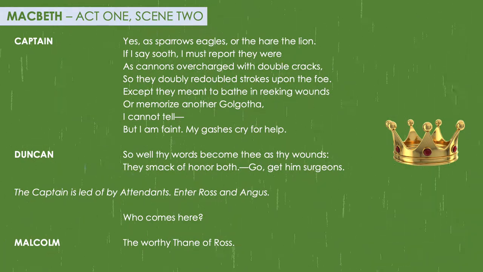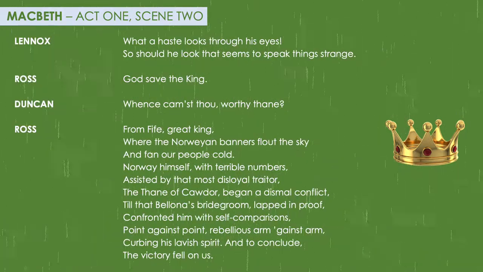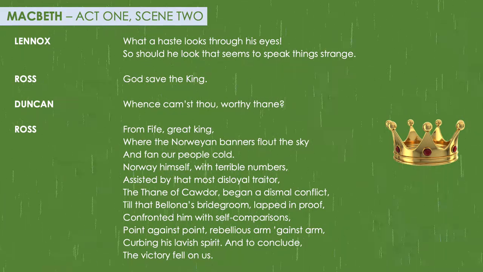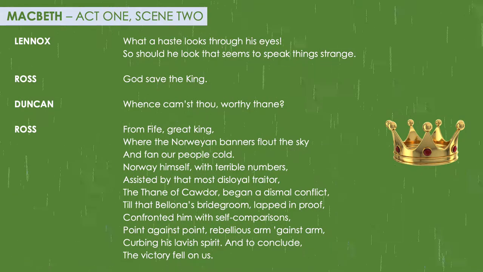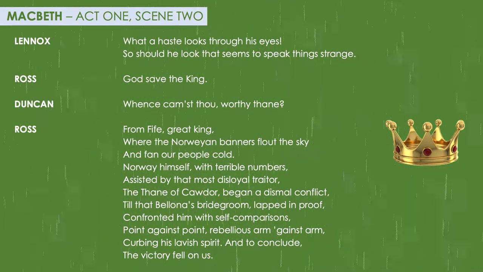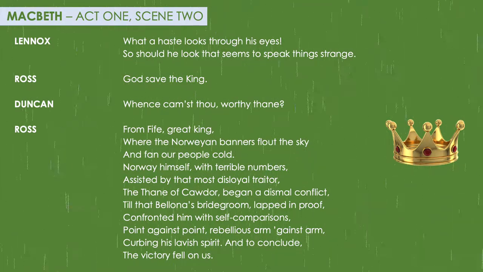Enter Ross and Angus. Who comes here? The worthy Thane of Ross. What a haste looks through his eyes. So should he look that seems to speak things strange. God save the king. Whence comest thou, worthy thane? From Fife, great king. The Norwegian banners flout the sky and fan our people cold.